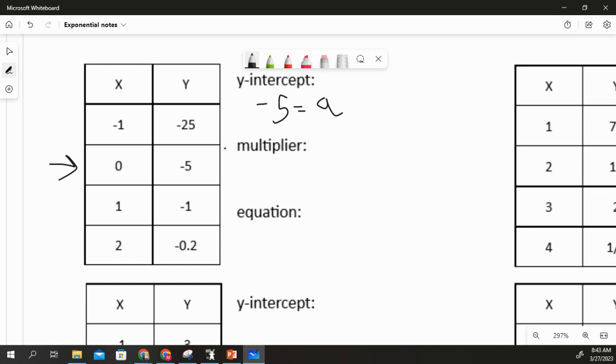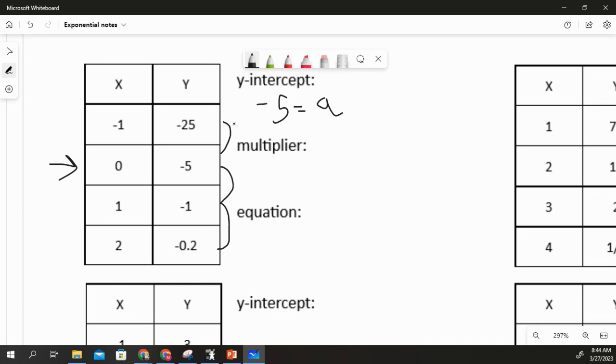Now we got to look for what we're multiplying by. When we look at this, we got to be clear as to what's happening in our arithmetic. We are multiplying by some number to get each of these y's. So first, let's look at negative 25 to negative 5. What could we multiply by to get from here to here? Even though we're going lower, you might be thinking, oh, we're dividing. That is true. Division, though, can also be written as multiplication.